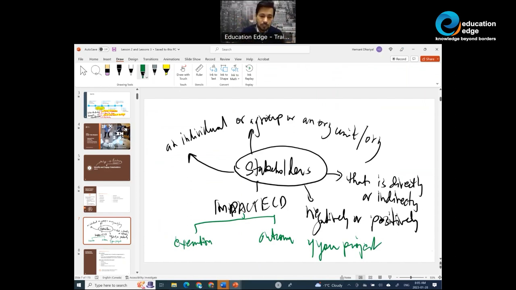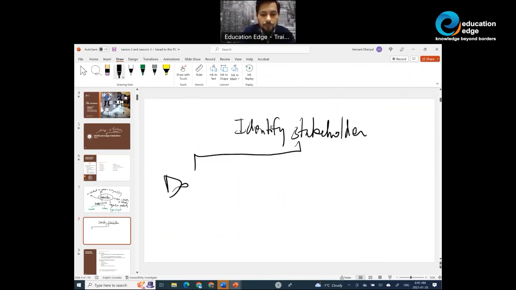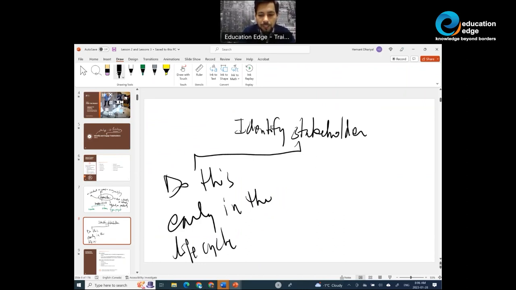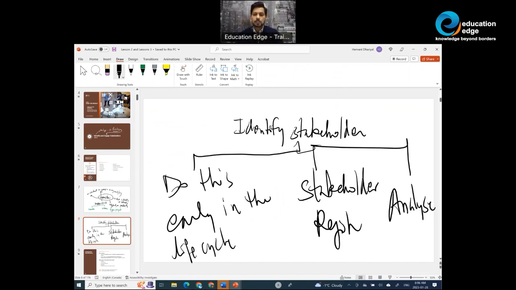So, some rules from PMP exam standpoint: identify stakeholders. Do this early in the life cycle, early in the life cycle of the project. Document the stakeholders in a document called stakeholder register. Don't forget to analyze them, because analysis will give you the priority of the stakeholders. Moving on to our next slide.